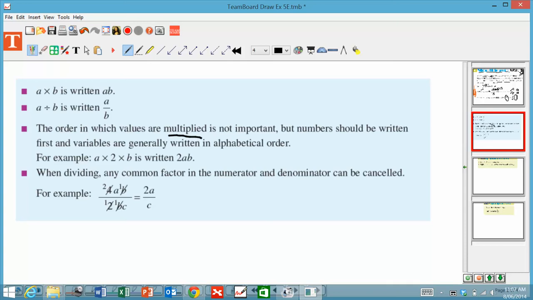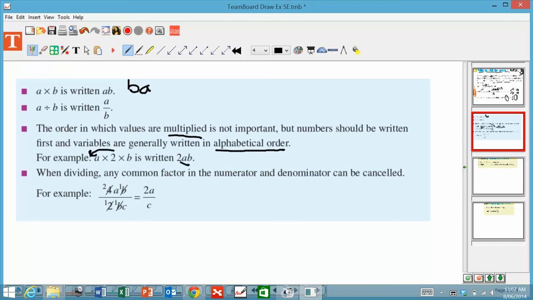But in multiplication, the order doesn't matter. So I can write A times B as BA, or B times A, if I wanted to. Okay, but numbers should be written first and the variables written in alphabetical order. We've gone over that, but again, another reminder, because for some reason some students are very slow in picking this stuff up and making sure they're doing it right from the start. Okay, so get that from the start, please. So A times 2 times B should be written as the number first and the letters in alphabetical order after.